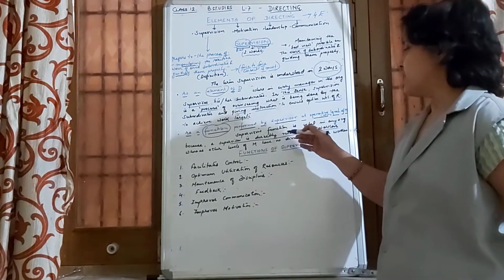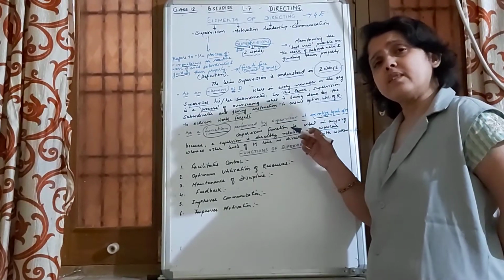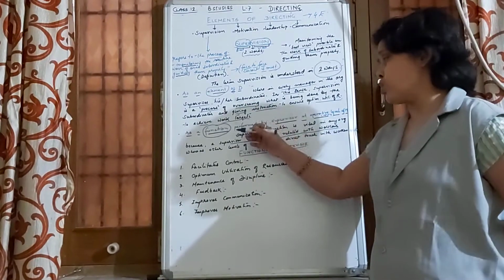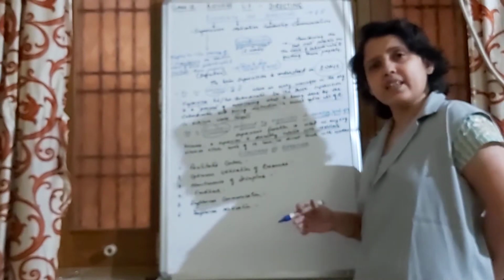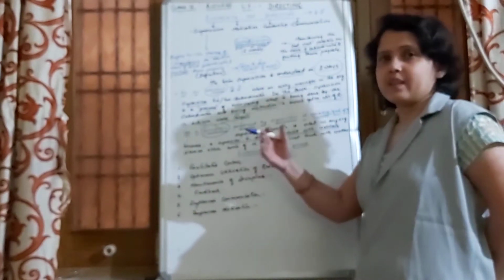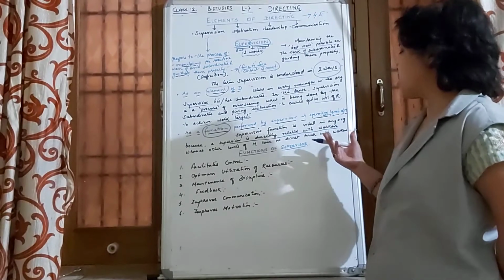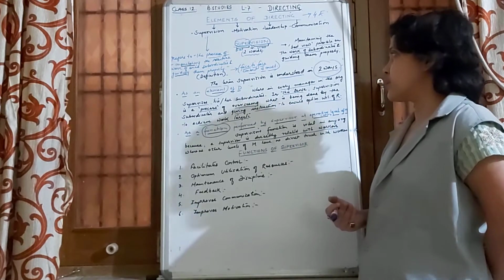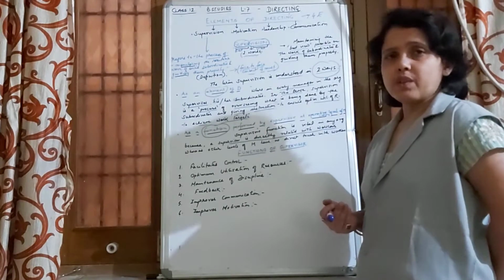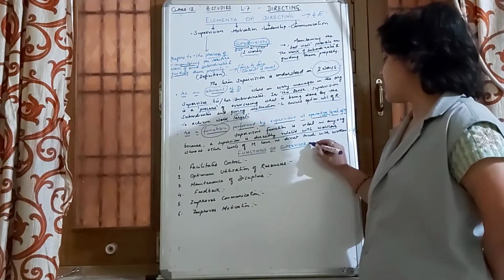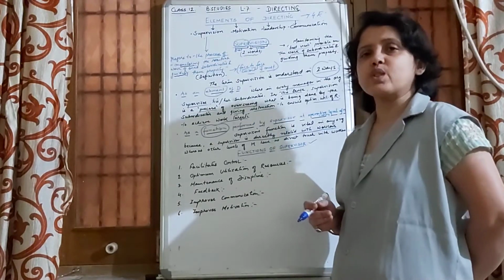So supervisors are directly in touch with the workers. That is why their function becomes very, very important for the organization, because they are the connecting link between the management and the workers. So their position becomes very important in the organization. Understanding the concept of supervision, we will try to understand the various functions which are performed by the supervisor in the organization, which is very, very important.